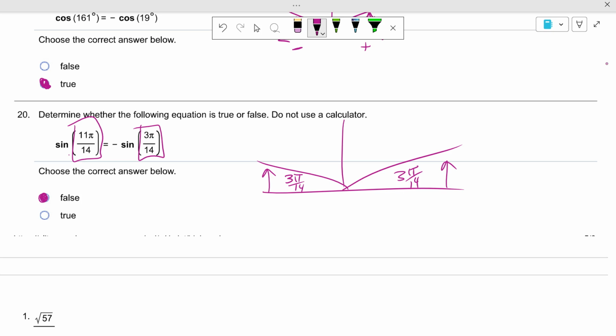Okay? So this is reference angles. These have the same reference angle, so they'll have the same numbers. It's just the signs might be different or might be the same depending on what quadrant we're in. Well, here, if they're in quadrants 1 and 2, the signs are both positive. It says positive, negative, so that's why it's false.